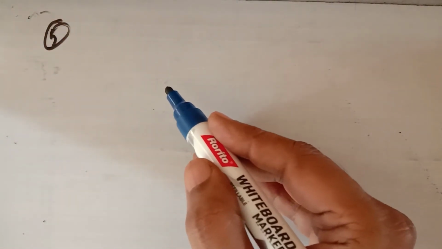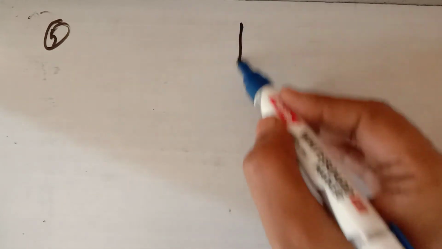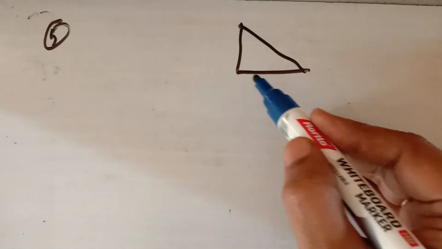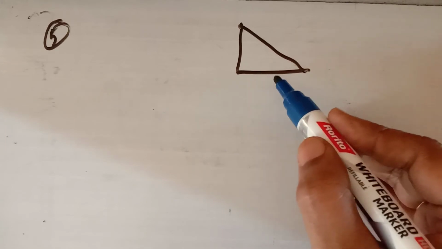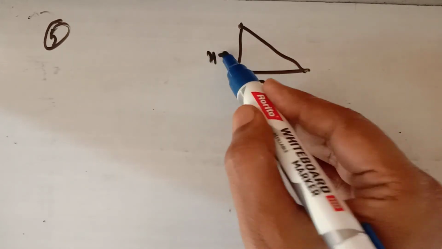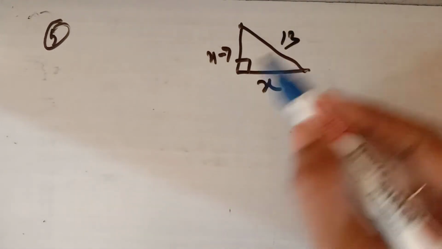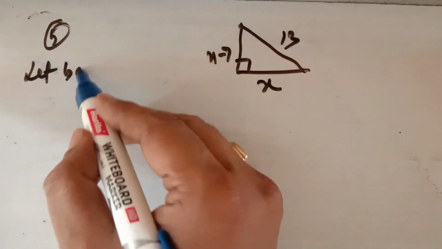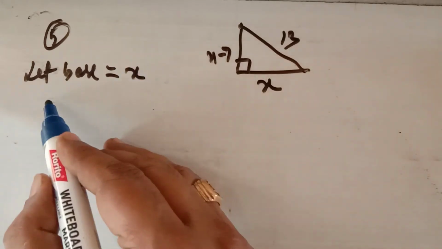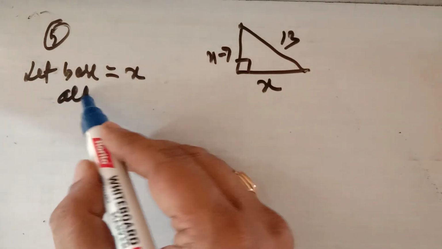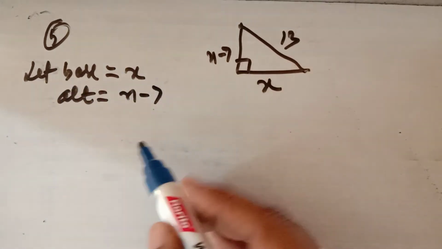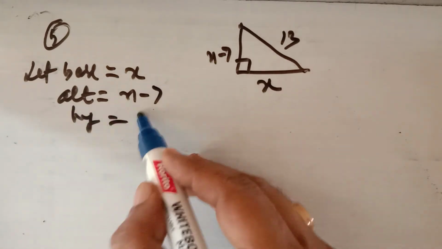Question number 5. The altitude of a right angle triangle is 7 less than the base. So a right angle triangle is given. The altitude is 7 less than the base. So let the base be x. Then the altitude will be x minus 7. The hypotenuse is given as 13.